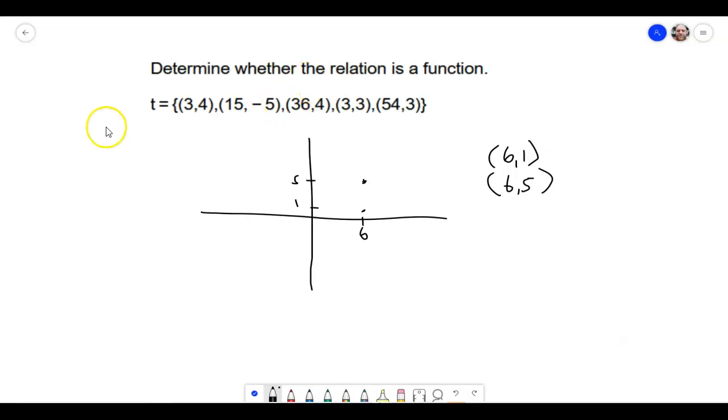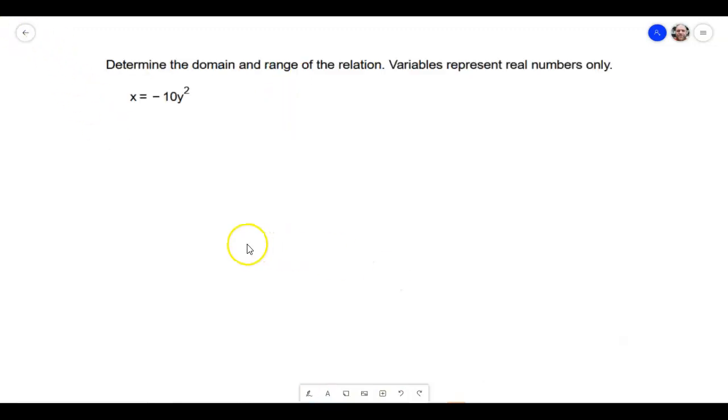All right, and let's move on a little bit. All right, so for the next problem here, it says determine the domain and range of the relation. Variables represent real numbers only. So this is going to be x is equal to negative 10y squared.